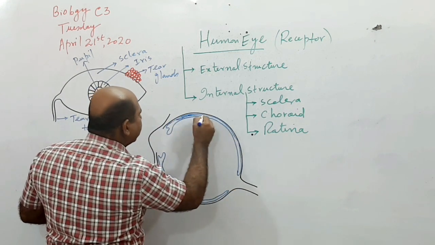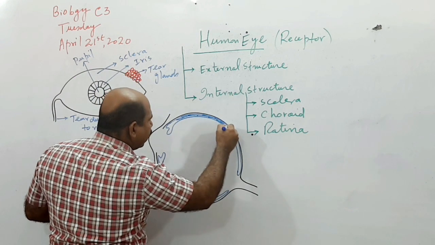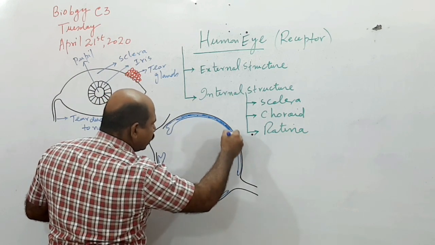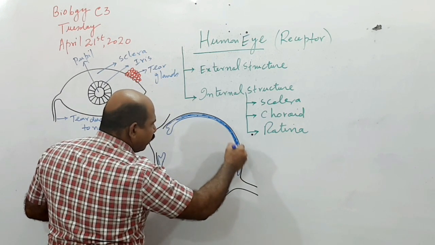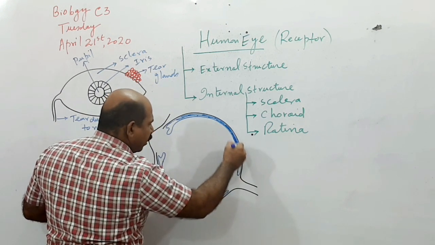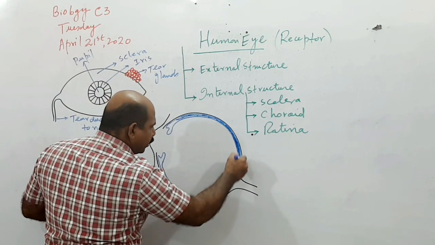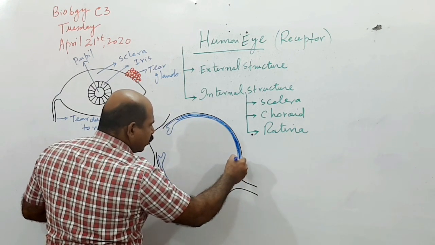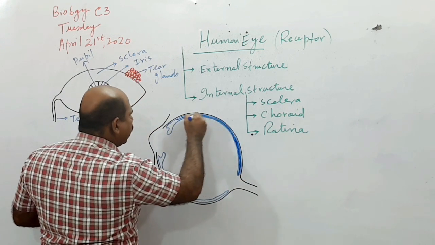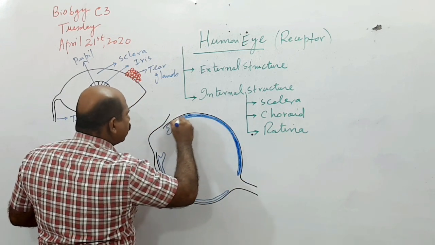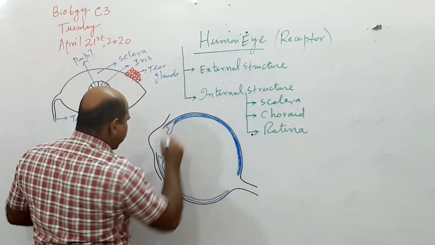So this whole layer is called choroid. I'm going to color this one. When you draw the diagram, please try to color it also. So this one is called the choroid. I'll label it afterwards. So this portion is called choroid.